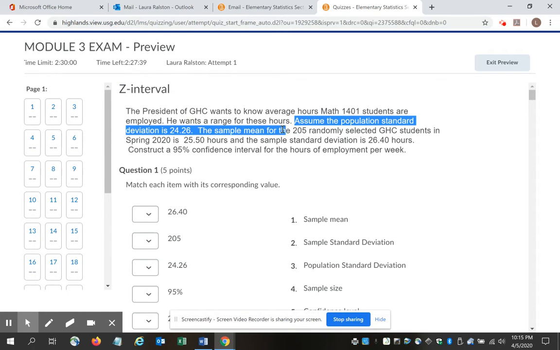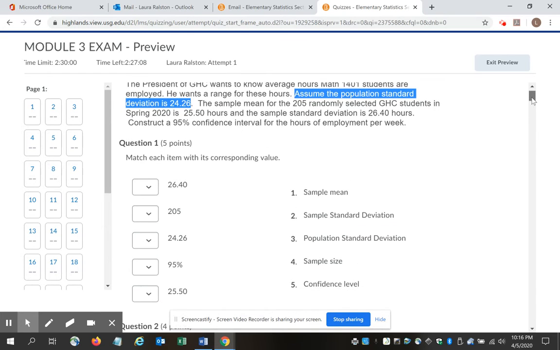Assume the population standard deviation is 24.26. The sample mean for the 205 randomly selected GHC students in spring 2020 is 25.50 hours, and the sample standard deviation is 26.40 hours. Construct a 95% confidence interval for the hours of employment per week.